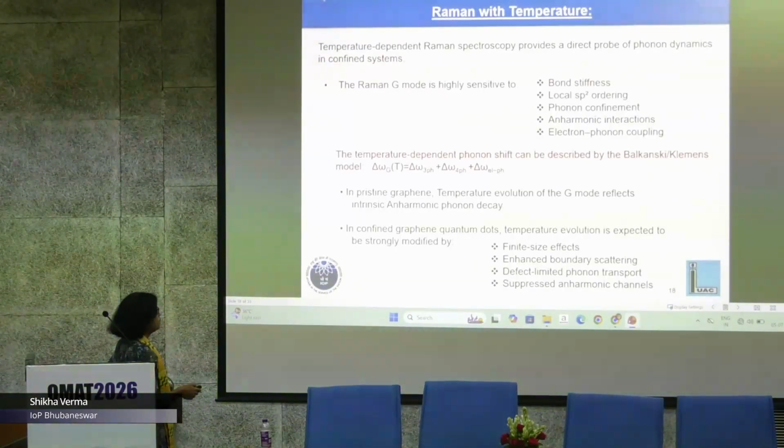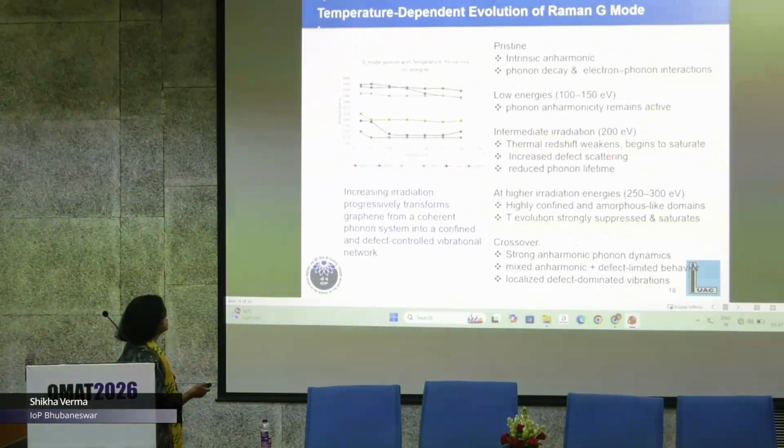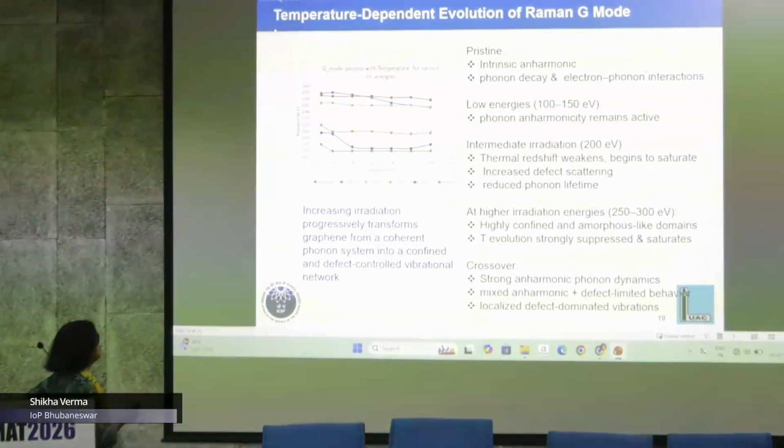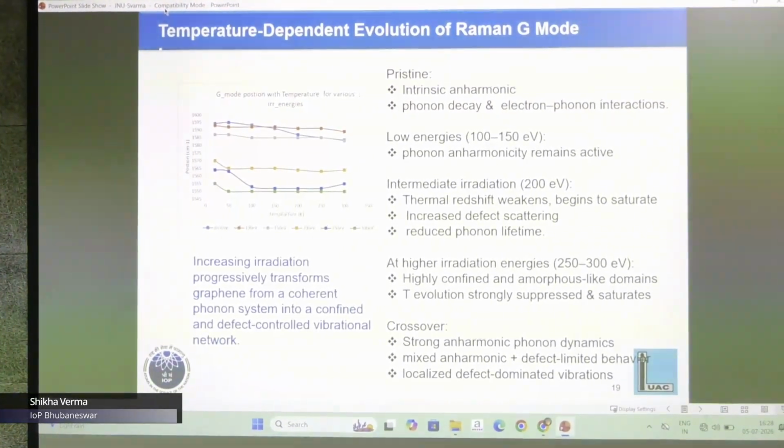In pristine graphene, the temperature evolution of the G mode reflects intrinsic and anharmonic phonon decay due to 3 phonon or 4 phonon processes. Whereas in confined graphene quantum dots, the temperature evolution is expected to be strongly modified by finite size effects, enhanced boundary scattering, defect limited phonon transport, and also changes in the anharmonic phonon-phonon channels. So this is the G mode position with temperature for various irradiation energies.